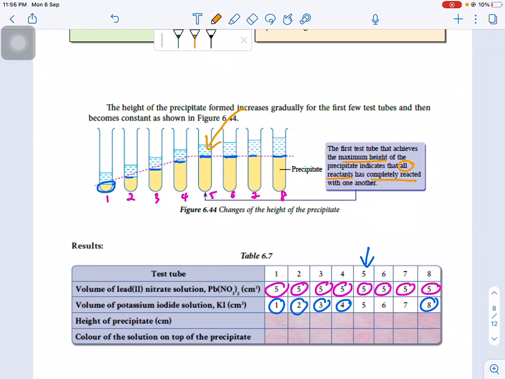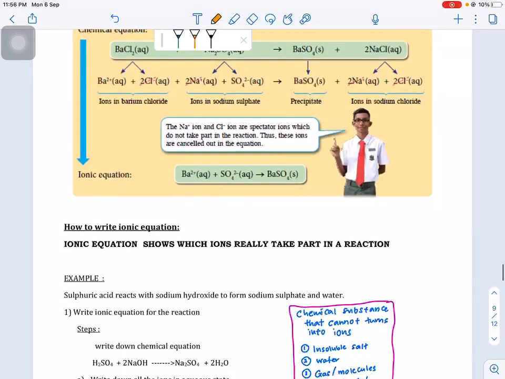all the reactants have completely reacted with one another. Meaning we have enough lead(II) nitrate to react completely with potassium iodide. How much is enough? In test tube 5. So this is the amount needed: 5 cm cube of lead(II) nitrate and 5 cm cube of potassium iodide. So this is what is meant by the continuous variation method. We want to know the exact volume of each reactant that needs to be used to react with the other reactant. So that is from the experiment.